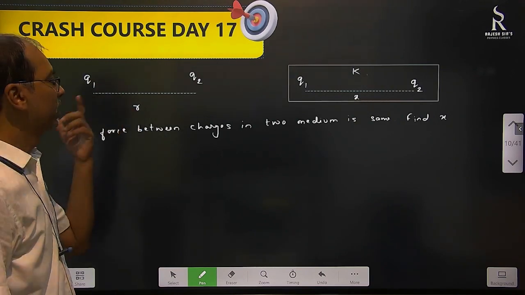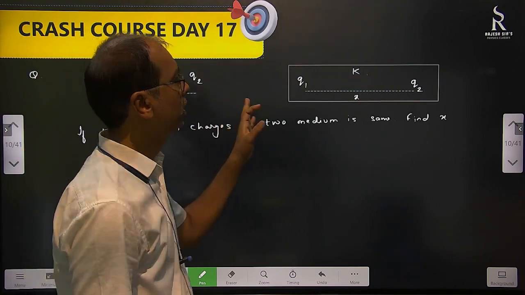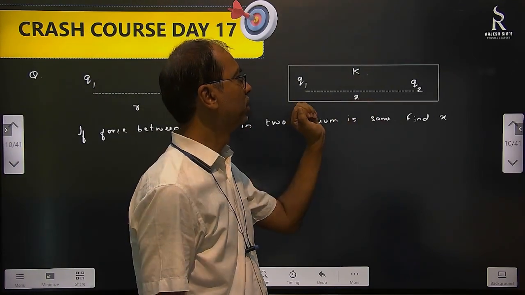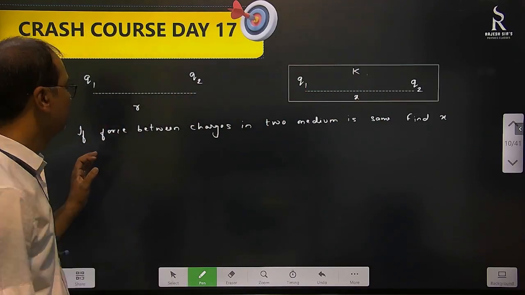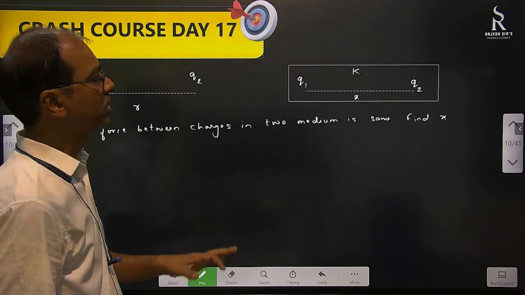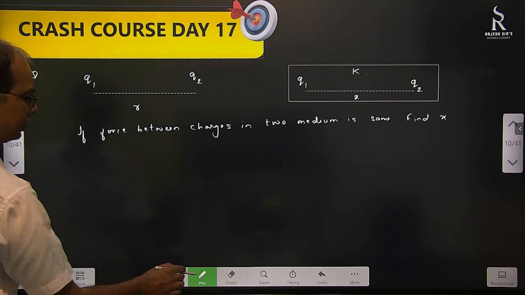One more question is there. Q1 and Q2 are placed at a separation of R in free space. Then Q1 and Q2 are kept in a medium of dielectric constant K, and the separation is X. So what is the question asking? If the force between the charges in the two media is the same, find X. Okay, simple question.